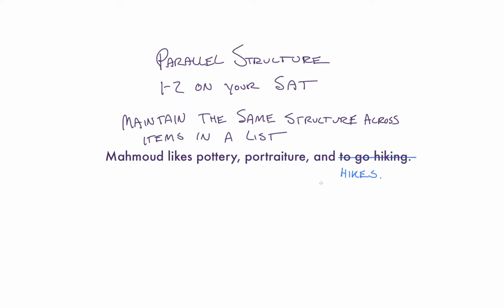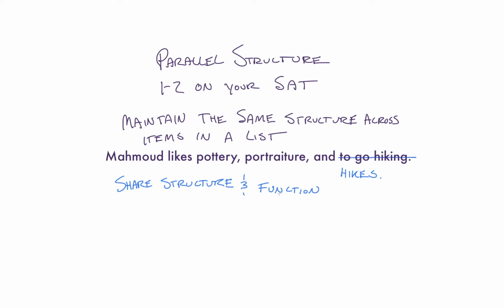We're looking for lists of 2 or more items, and they can be most parts of speech: verbs, adjectives, nouns, prepositional phrases. The key is to make sure that the items in the list share the same structure and function. So that means if you see a list with 2 nouns and a verb, you'll want to change that verb to a noun. If you see a list with multiple verbs, they should all be conjugated in the same tense.